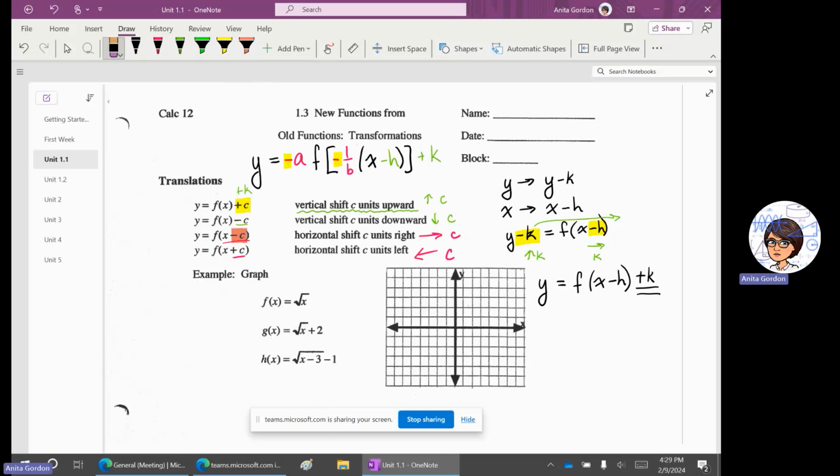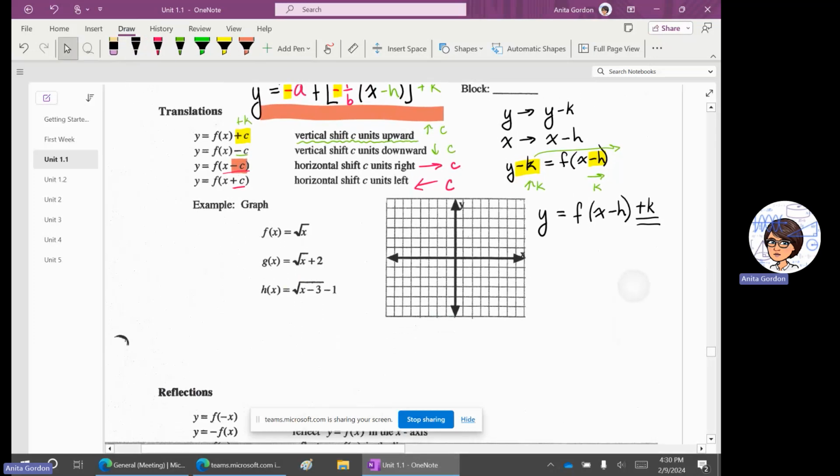Okay, so rule of thumb, when we are looking at this generic form, whatever is happening to the outside of the equation, so this and this, are transformations to the y. The plus k is shifting it up or down depending on if that's positive or negative. And the a is expanding it, which I'm going to get to in the next section. So this is just a review of transformations.